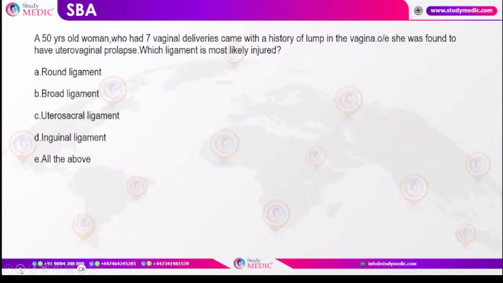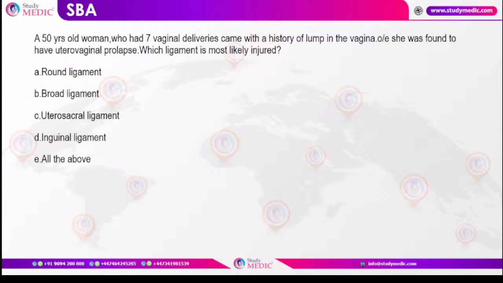So you have a 70-year-old lady. She has had 7 vaginal deliveries, and she came with a history of a lump in the vagina. When she was examined, she was found to have a uterovaginal prolapse. Which ligament is most likely injured? Remember, she has had 7 vaginal deliveries and she is having prolapse. So one of the ligaments that is supporting the uterus obviously has been injured.